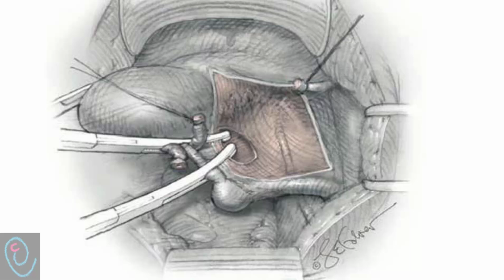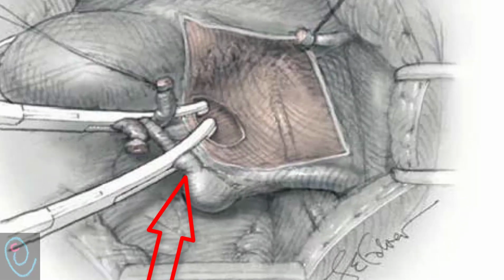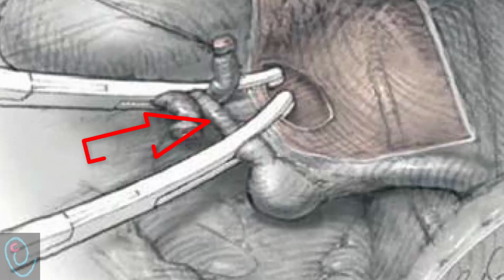uterus. Then a clamp is placed around the uteroovarian ligament through the window made in the posterior leaf of the broad ligaments. The uteroovarian ligament is then incised between the two clamps. After that, the uteroovarian ligament is ligated in the same way as the infundibulopelvic ligament, with a free tie followed by a transfixing suture.